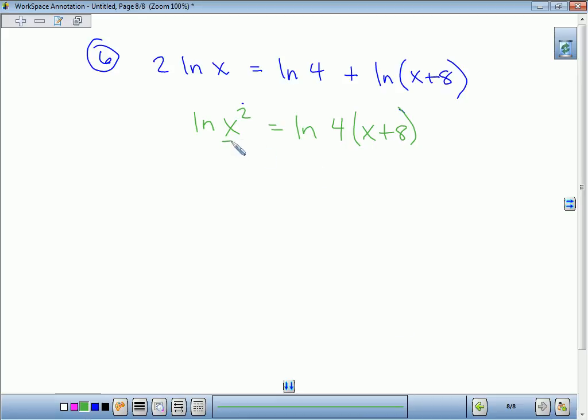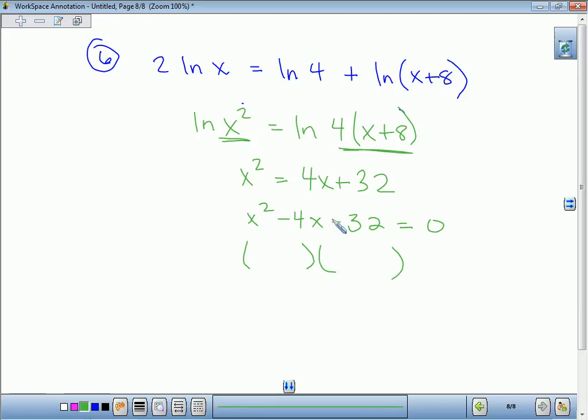So we have logs on both sides, and we have condensed them. At this point, we set this answer part equal to that answer part. Because the only way this can equal this, with them both being natural logs, is if this answer is equivalent to that answer. So we set x squared equal to 4x plus 32. And we have a quadratic. And a quadratic must equal 0 to solve.